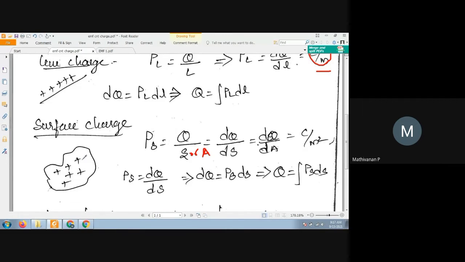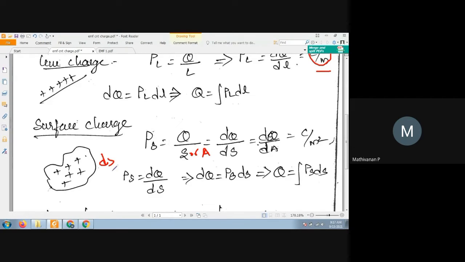In order to find the electric field for the entire surface, we will take a small portion of it. We call this particular small surface ds. Small ds is going to be called a differential surface.